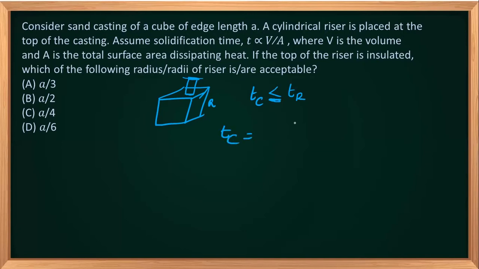So what will be T of this cube casting? You can say how much it will be. So V by A, where the volume will be a cube and the area will be 6a square. So this will be a by 6. Okay. What is TC of riser?